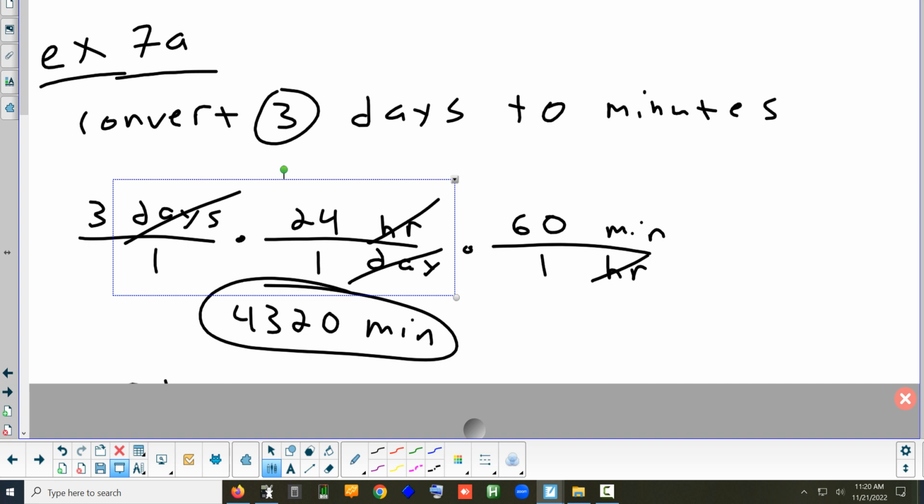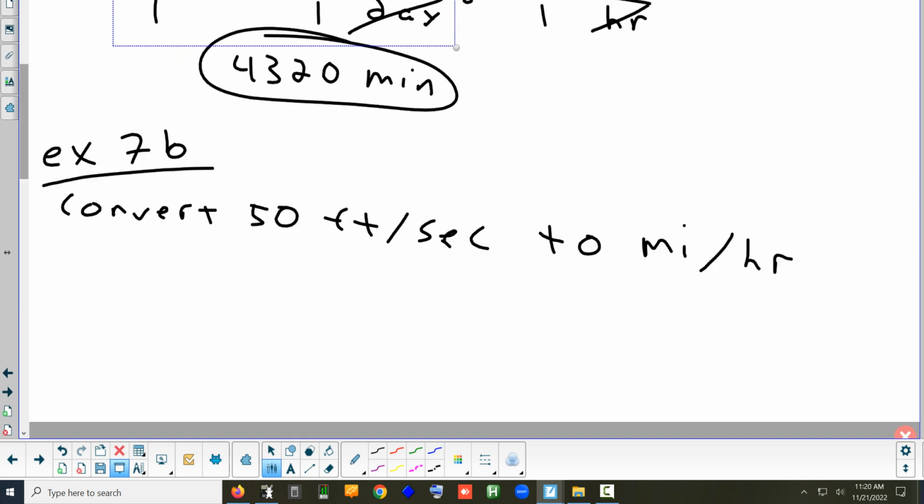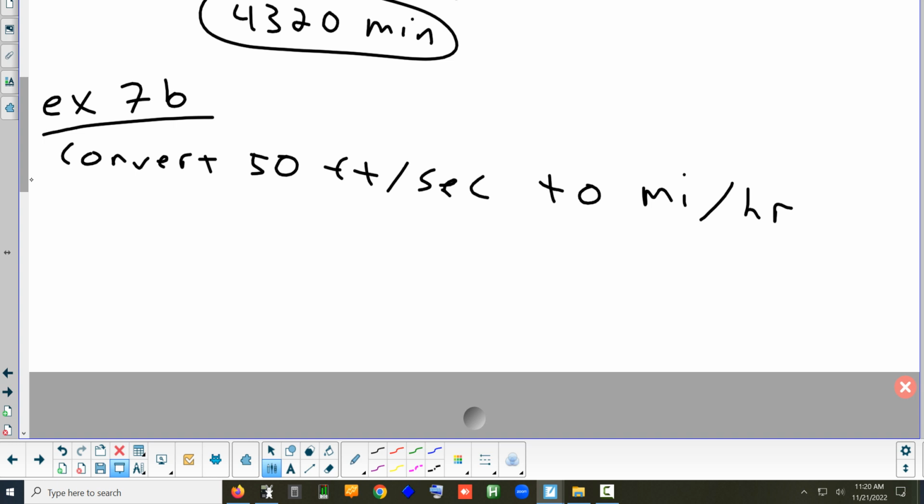Any question on that? Okay. Now let's try a speed. 50 feet per second. So now you're dealing with 2 units, feet and seconds. And we want the length unit to be converted to miles and the time unit to be converted to hours. And we do each one separately. So 50 feet per second means you're traveling 50 feet in 1 second.